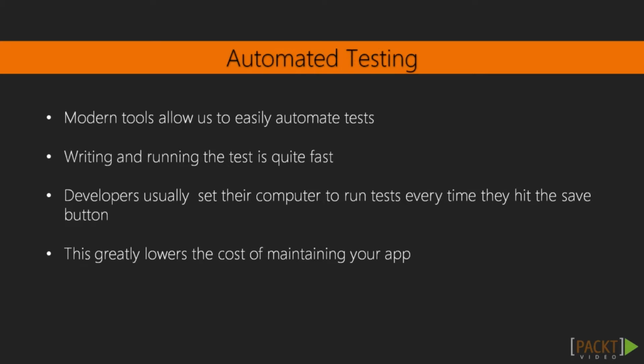It is for this reason that we have computers, to do these boring repetitive tasks. Modern tools, which we'll explore in the next video, allow us to easily automate all of these tests. It takes very little time to write the tests, and in most cases, our tests can run in 1 or 2 seconds, often faster. It's quite common for developers to set their computer to run tests every time they hit the save button. If they've made a change that causes a problem, they'll know it instantly, while the change is fresh in their mind, and then fix it right away.